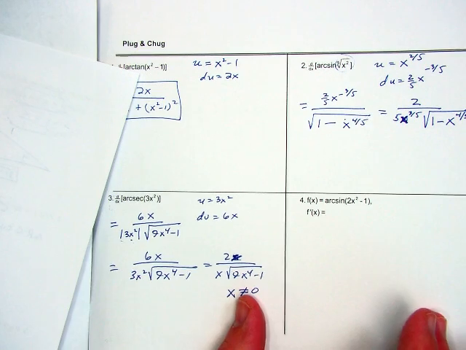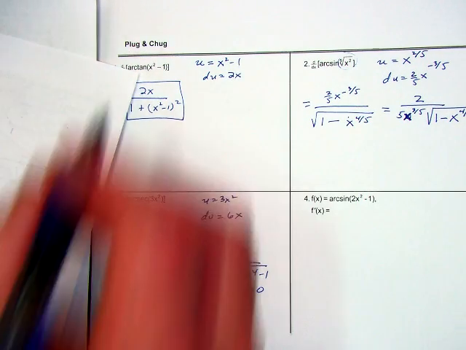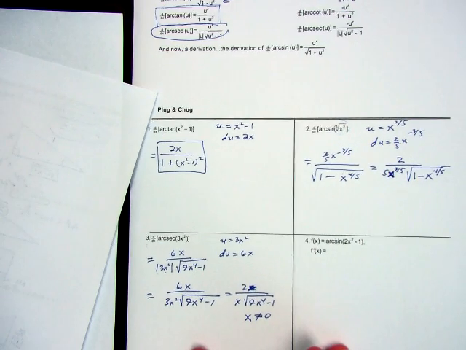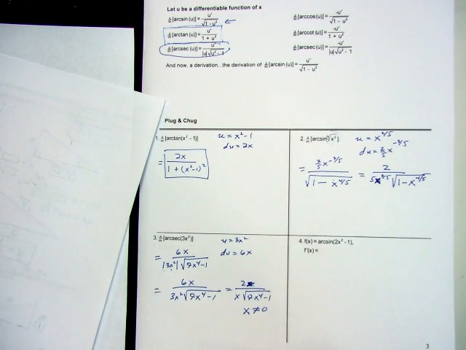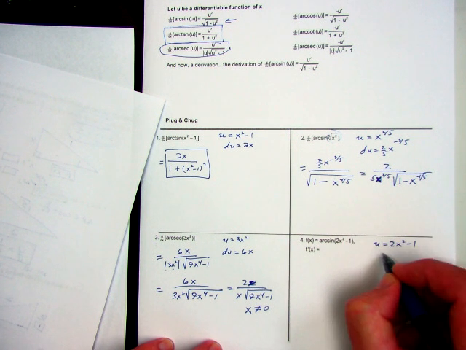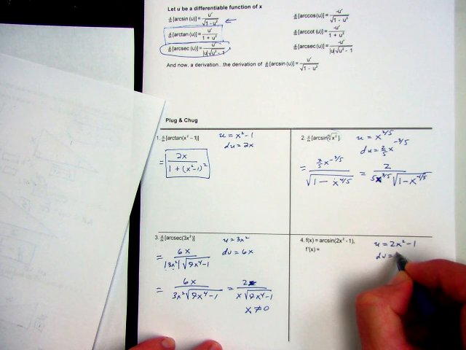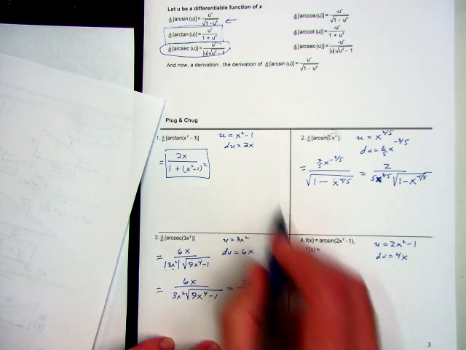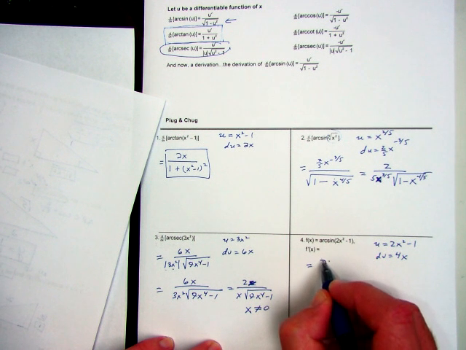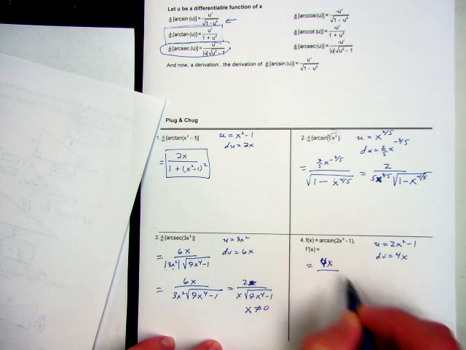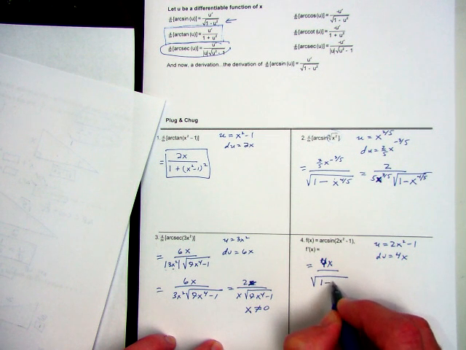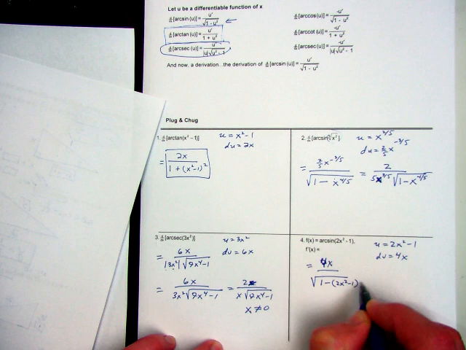All right, my last one is this one. And it's an arcsine, so I'm going to use the top one again. Okay, I'm going to zoom out a little bit so you can see that. All right. So our u value is equal to 2x squared minus 1. What's du equal to? I'm just going to take its derivative, which is 4x. So what is f prime equal to, which is the derivative of that? Well, u prime goes up top, so I get 4x on top. What's on the bottom is the square root of 1 minus 2x squared minus 1 squared.